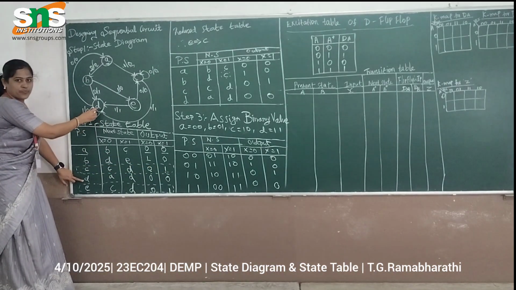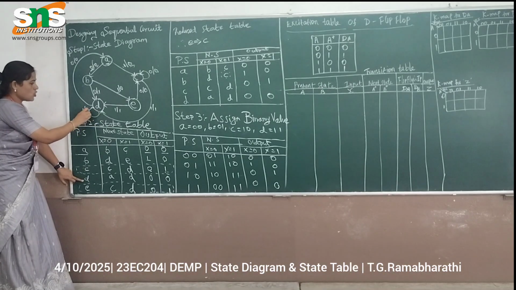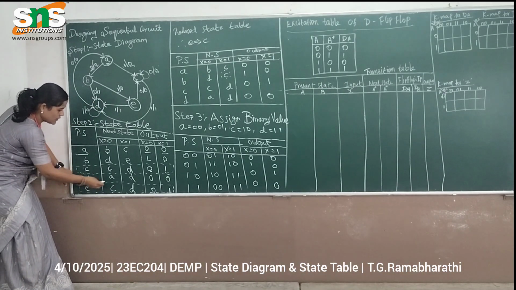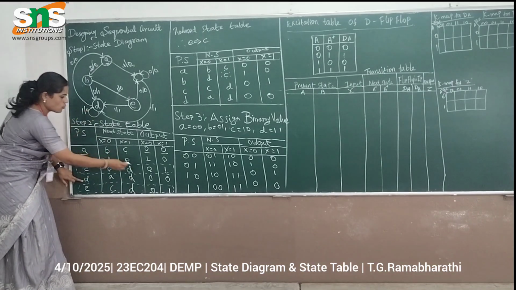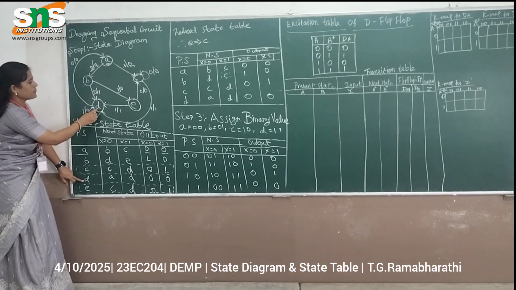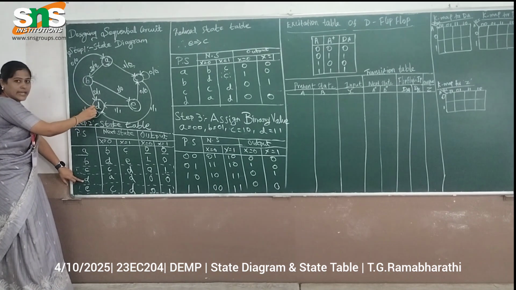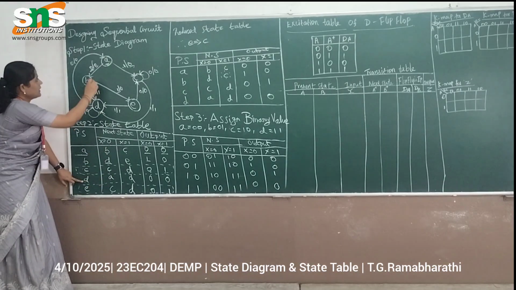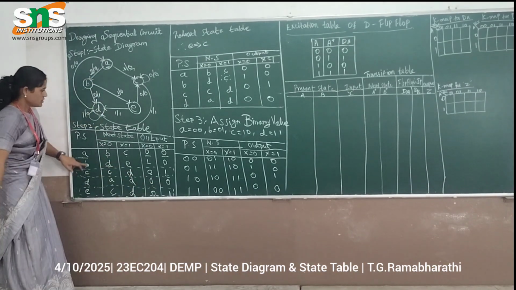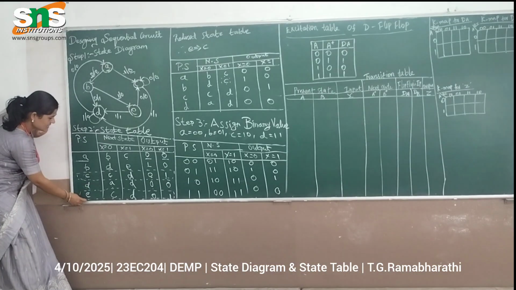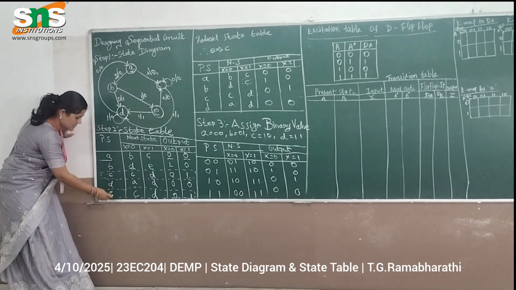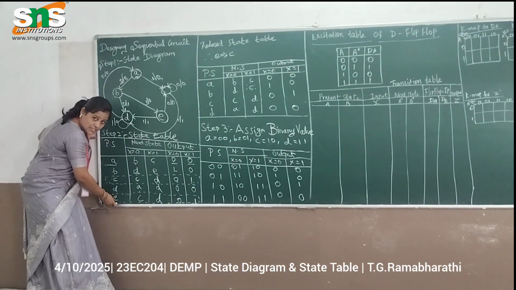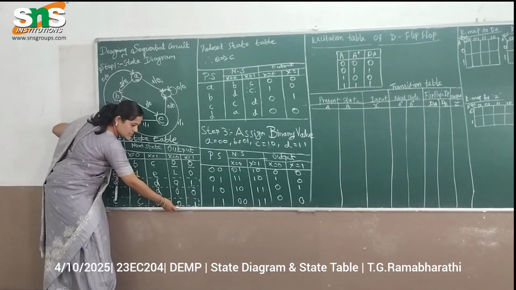And the fourth state, D. If we give 0, it transitions from D to D, and for 1 also D to D. At that time the output is 0. And if we give input 0, it transitions from D to A, and at that time the output is also 0. Then the final state, E. If we give input 0, it transitions from E to C, and if we give input 1, it transitions from E to D. At that time the outputs are 0 and 1.